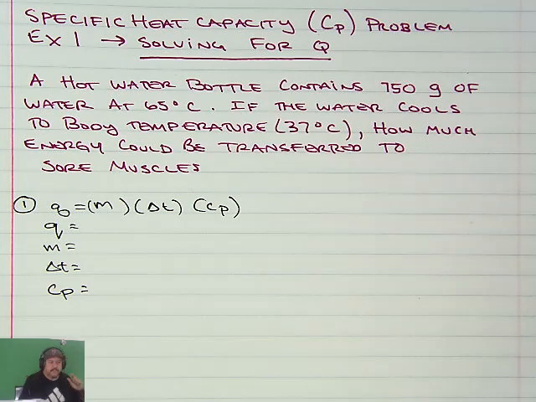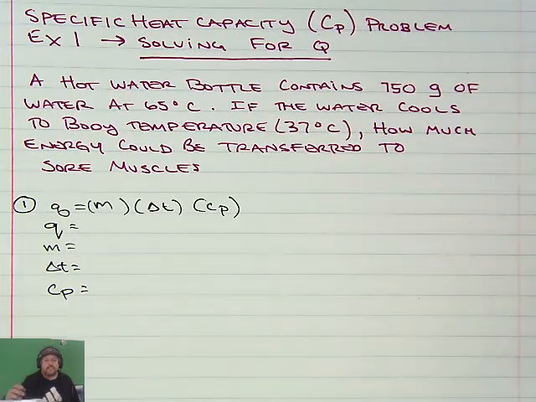Okay, so here we go. This is a specific heat capacity problem, and we're going to say that this is the type where we solve for Q. It says a hot water bottle contains 750 grams of water at 65 degrees Celsius. If the water cools to body temperature, 37 degrees Celsius, how much energy could be transferred to your sore muscles?